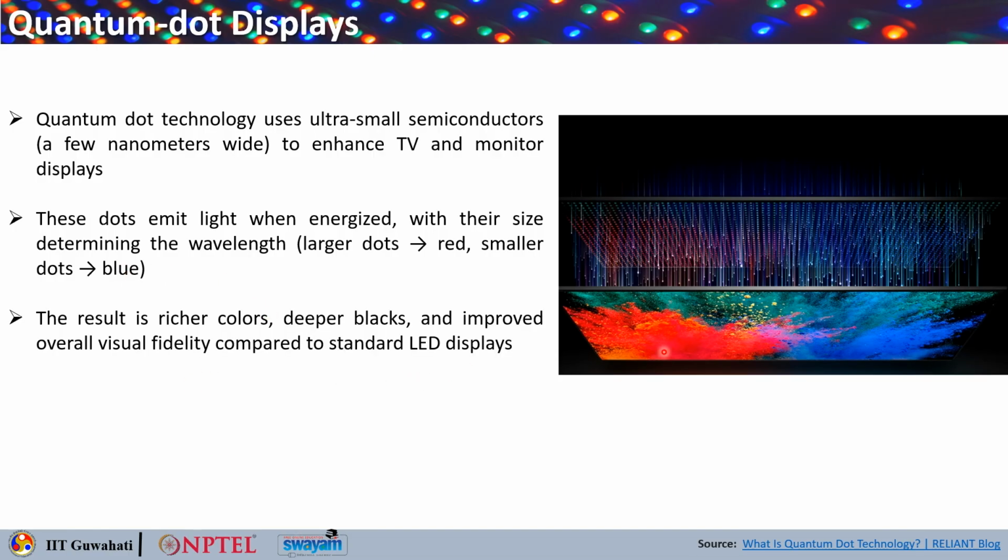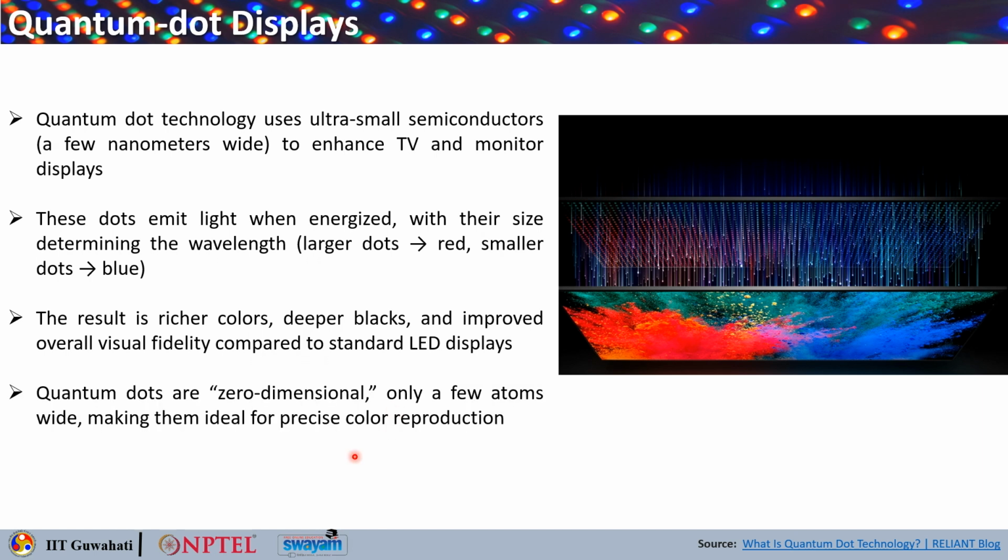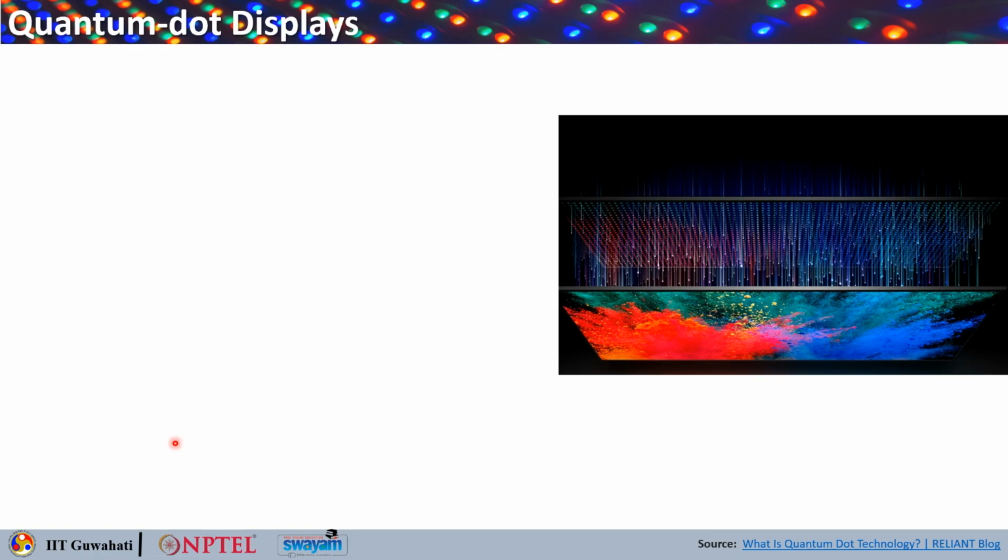What you get as a result of quantum dot emission is very pure, richer colors, deeper blacks and improved overall visual fidelity when you compare it against standard LED displays. These quantum dots are 0 dimensional, that means only a few atoms can fit into a particular quantum dot, making them ideal for precise color reproduction. So, you can understand the size they represent is very tiny.